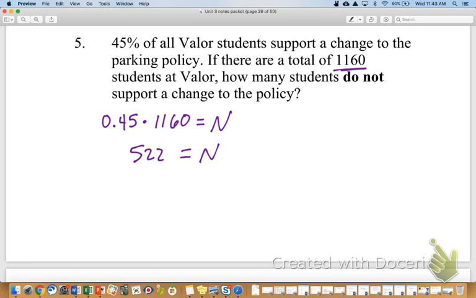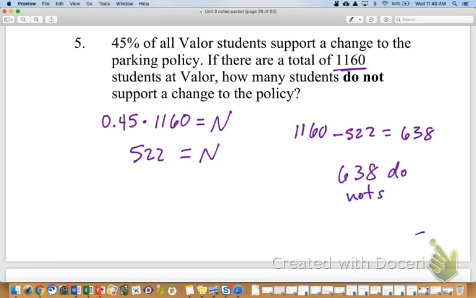But what did the question ask about? How many don't? So can anybody think of a strategy how I could get to the how many do not? Subtraction. Yes, there we go. So I just go 1,160 minus 522, and this gives me, what, 638? That sounds right. So it'd be 638 do not support. There are other ways to do that one. That way is a fine way to do it, but there is at least one other way.